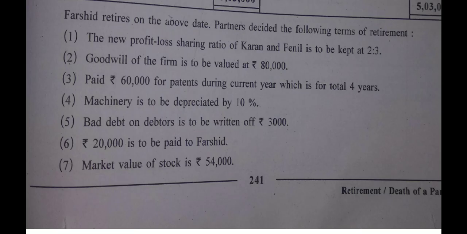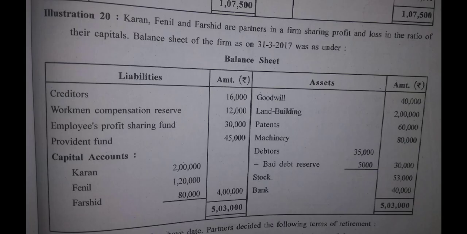Then let us check on asset side. Land and building, there was no adjustment, so it is to be written as it is in the new balance sheet. 2 lakh. Patents is done. Machinery, there was no adjustment, to be written as it is in the new balance sheet. Debtors is done, stock is done, and also bank is done. Opening balance for bank has been recorded. Yes? Okay.